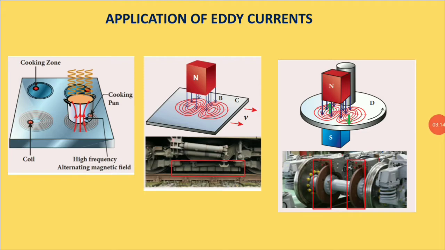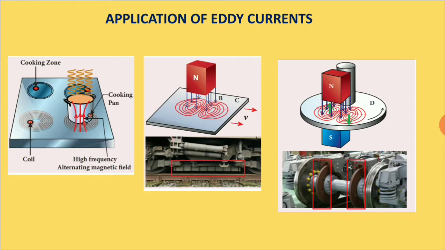Applications of eddy current. The first picture is the induction stove. The induction stove is used to cook food quickly and safely with less energy. Below the cooking zone, a coil of insulated wire is wound tightly. The cooking pan is placed over the cooking zone. When the stove is switched on, AC current flows in the coil. It produces a high frequency alternating magnetic field, which induces strong eddy current. It produces so much heat that is used to cook the food.